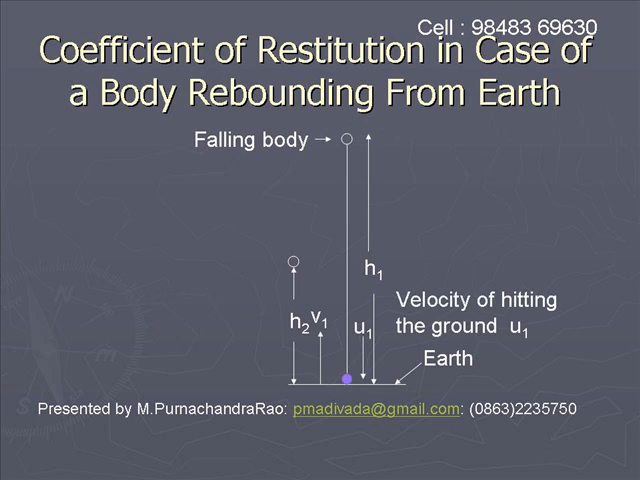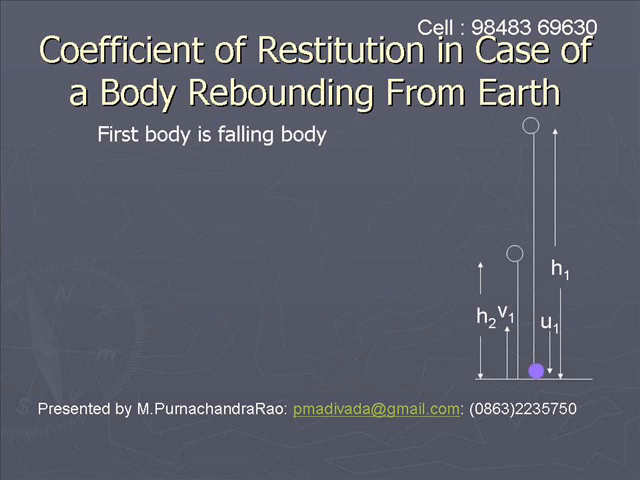Let us suppose the body hits the ground with a velocity u1 and then rebounds with the velocity v1. Just after collision with the earth, it moves up with the velocity v1. So u1 is just before collision and v1 is just after collision.